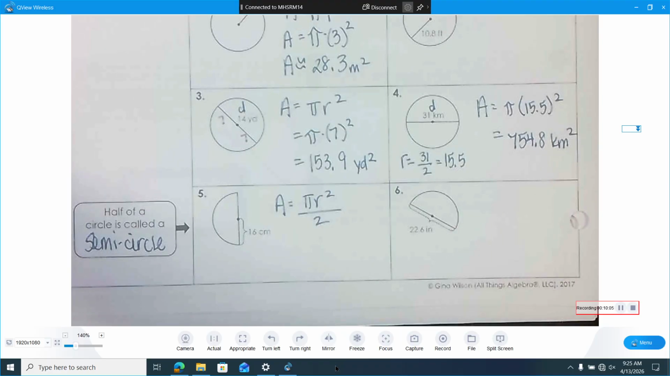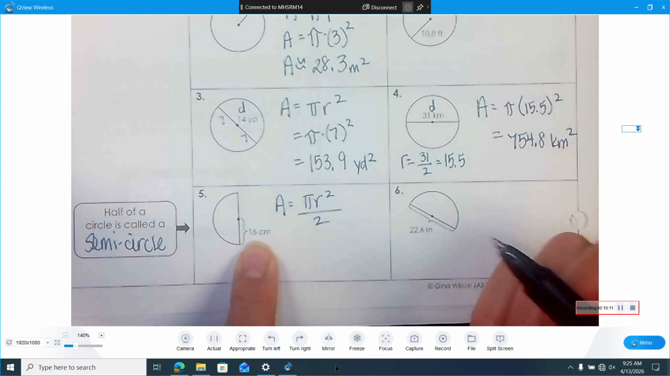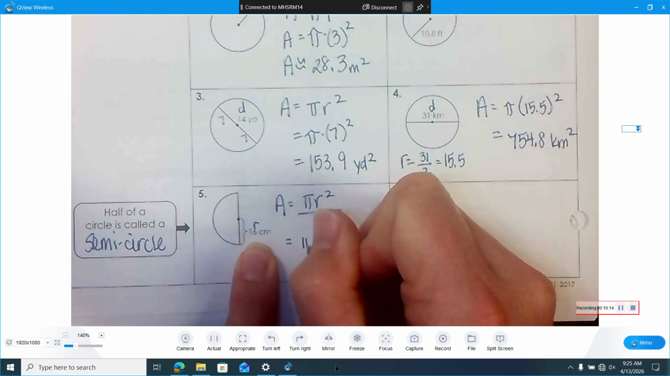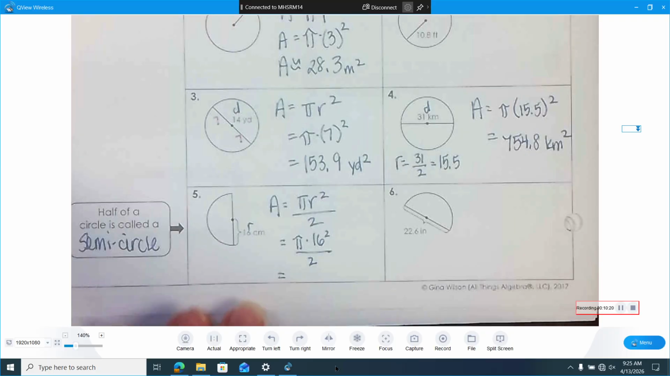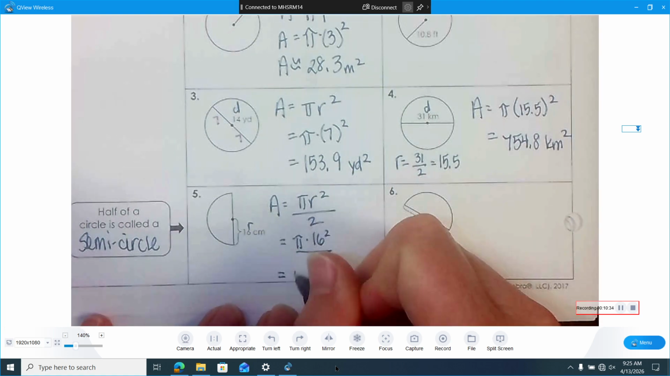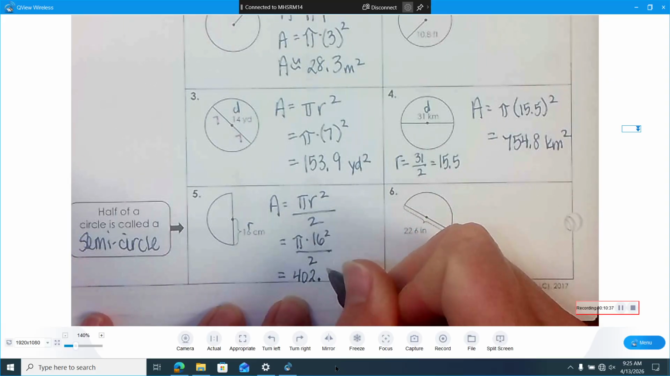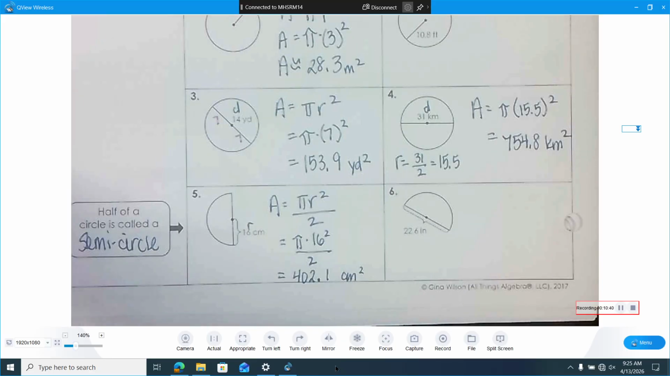Either way works. Okay, so 16 is the radius. Good. So we're going to do pi times 16 squared and then divide it by 2. Plug that into your calculator. I need everyone to try it and make sure you're plugging it in correctly. 402.1 centimeters squared. Raise your hand if you got 402.1. Sweet. Okay, good.